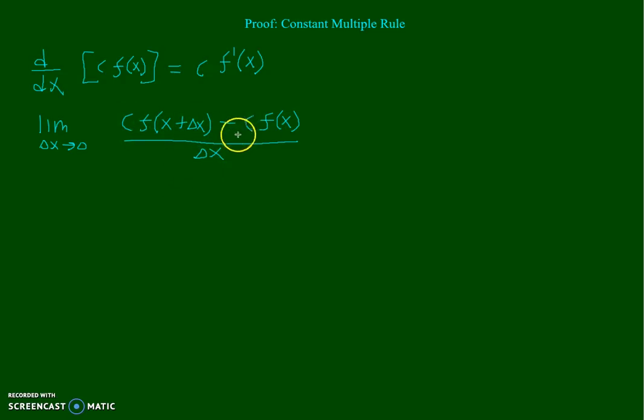Now we can pull out the c, and so we have the limit as delta x approaches 0 of c times f of x plus delta x minus f of x, all over delta x.